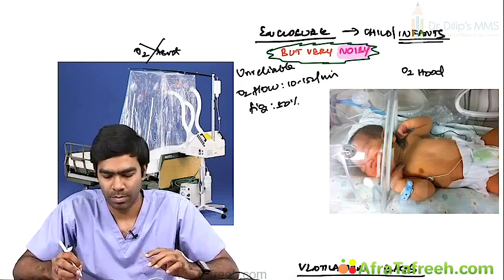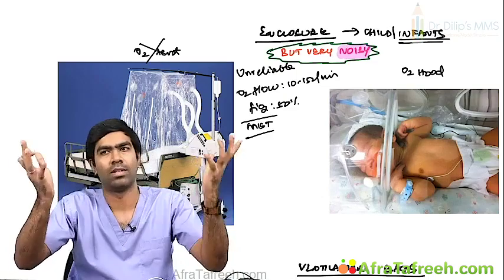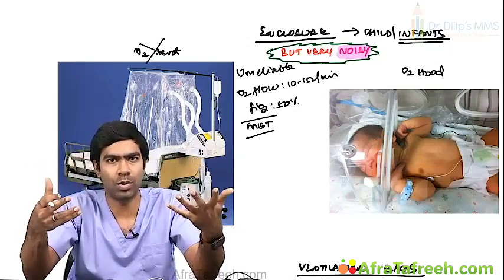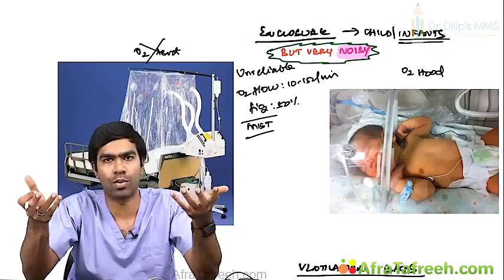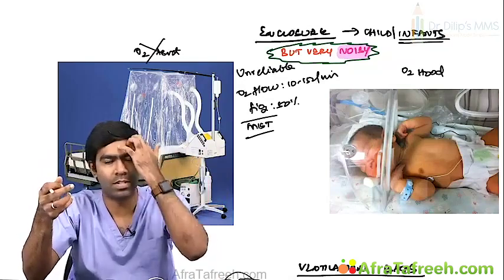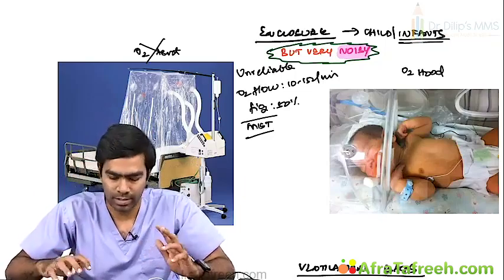even lesser. But one of the main problems with this tent is they form a mist around the plastic sheath, so it obscures the view of what the child is doing inside, whether the child has gone into coma or is suffering from respiratory distress, we have no idea. The mist will obscure the view. That's a big problem with these oxygen tents.